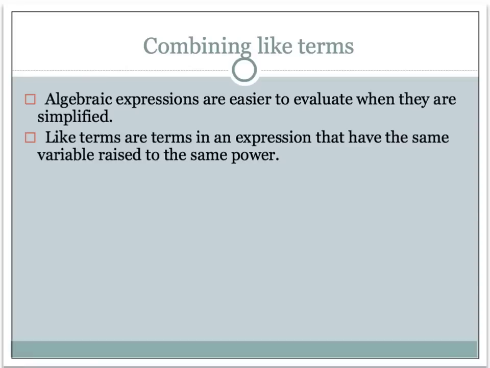What we're going to talk about today is something called combining like terms. And the reason we combine like terms is that algebraic expressions are easier to evaluate when they are simplified. So what are like terms? Like terms are terms in an expression that have the same variable raised to the same power. So let's see what some examples would look like.